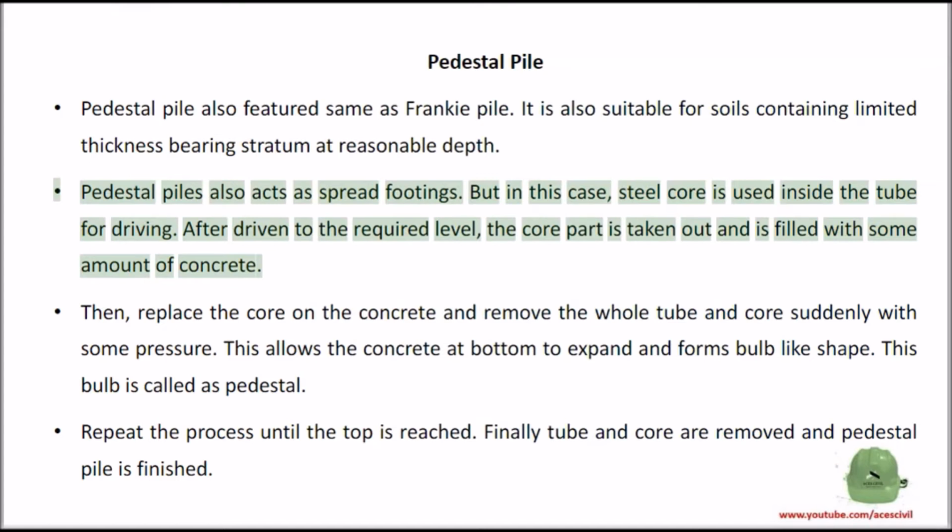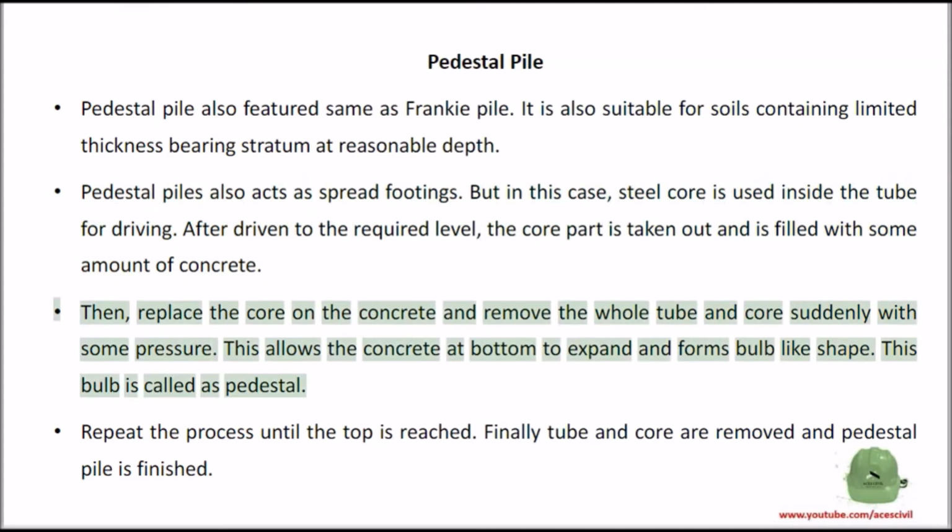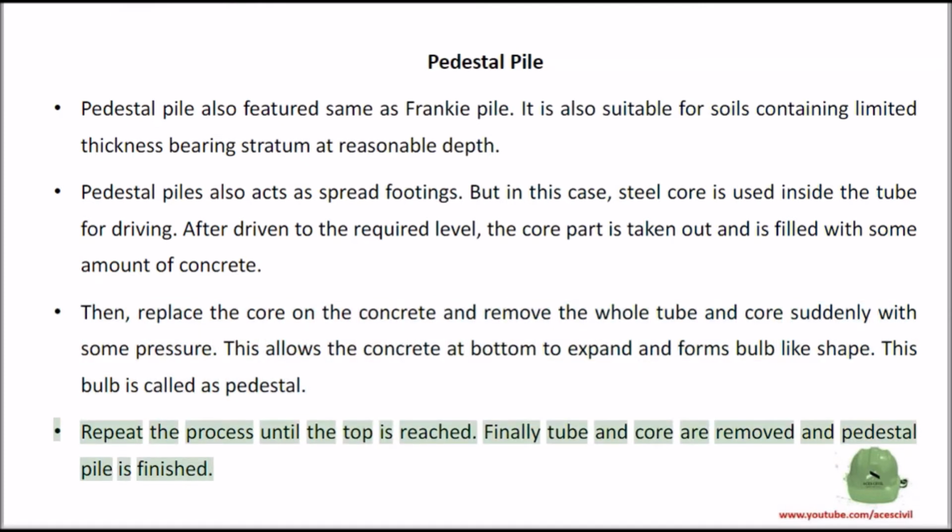After driven to the required level, the core is taken out and the tube is filled with some amount of concrete. Then, replace the core on the concrete and remove the whole tube and core suddenly with some pressure. This allows the concrete at the bottom to expand and form a bulb-like shape. This bulb is called the pedestal. Repeat the process until the top is reached. Finally, tube and core are removed and the pedestal pile is finished.